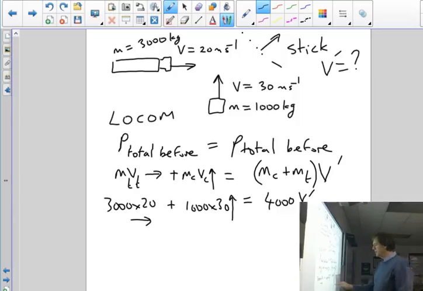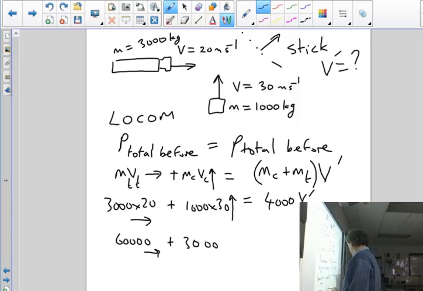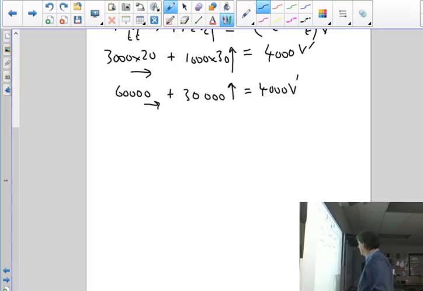All right, so what you've got here is 60,000, right, plus 30,000 up is equal to 4,000. So the numbers have got larger, but it's still the same process. Now from here, some people make the mistake of going, this is 60,000, 30,000, 90,000. But that's ignoring the fact that the momentum is a vector. This is going to actually go this way. We pushed off in that direction, as we said, so we need to find out what that would be.